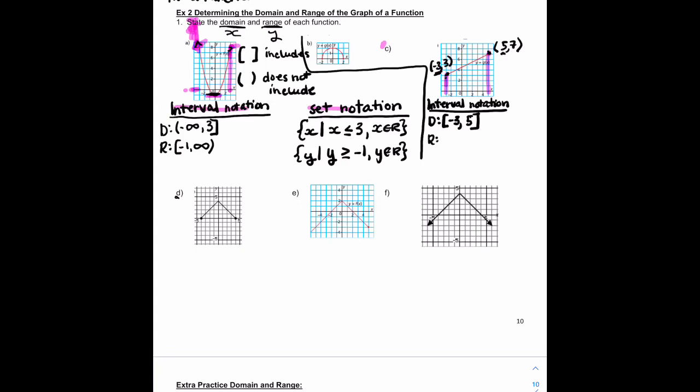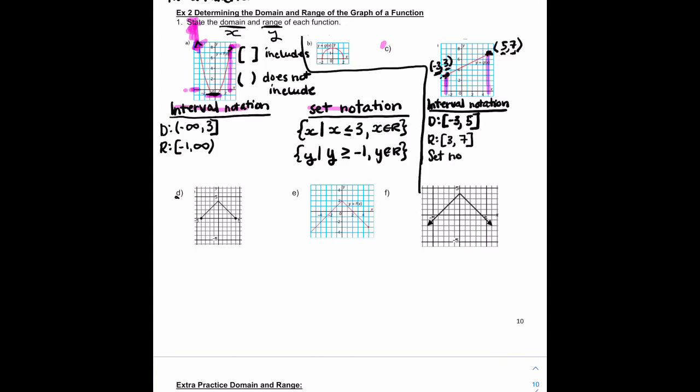Then for range, I do the same thing. I look at my smallest value first. So my smallest value is +3. It includes +3 because it's touching +3. And my highest value for y is +7. Okay, this value up here, it's as high as the graph is going to get. There's no way I could write an ordered pair for this graph that would have a y value greater than 7. So that is interval notation.